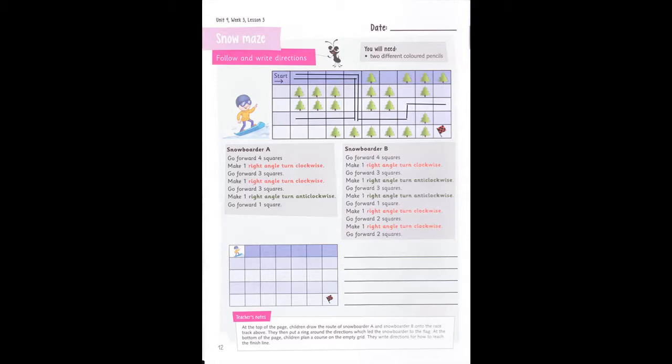Last turn. Make 1 right angle turn clockwise. So which direction will we be pointing now? Good. We're going to be pointing straight down. Now we go forward 2 squares. There we are. 1, 2, and we're at the flag.